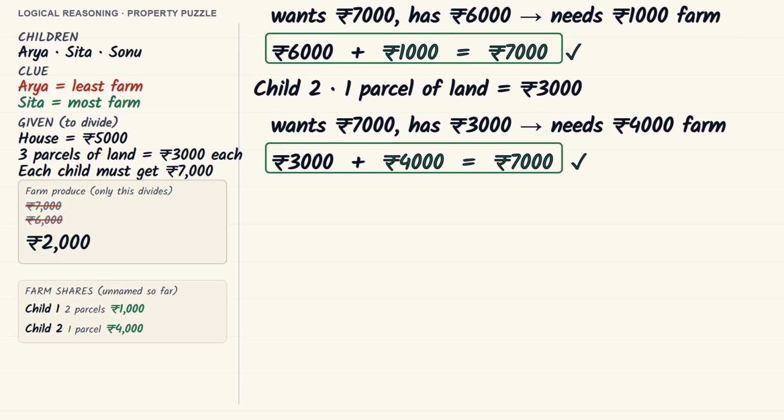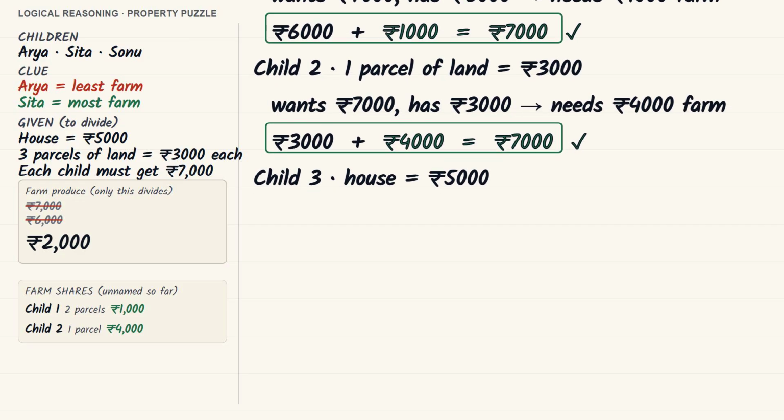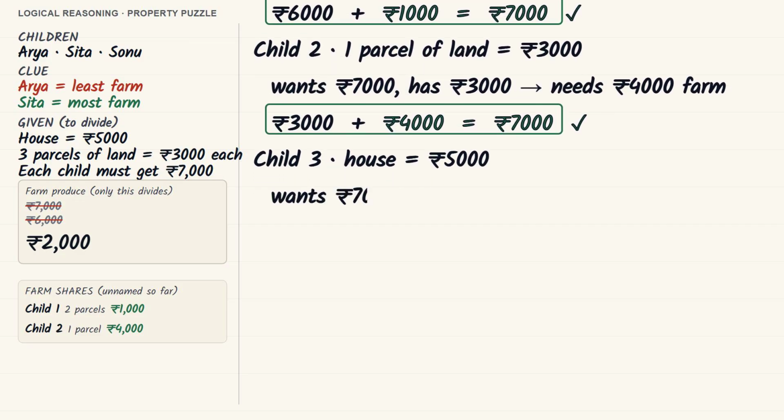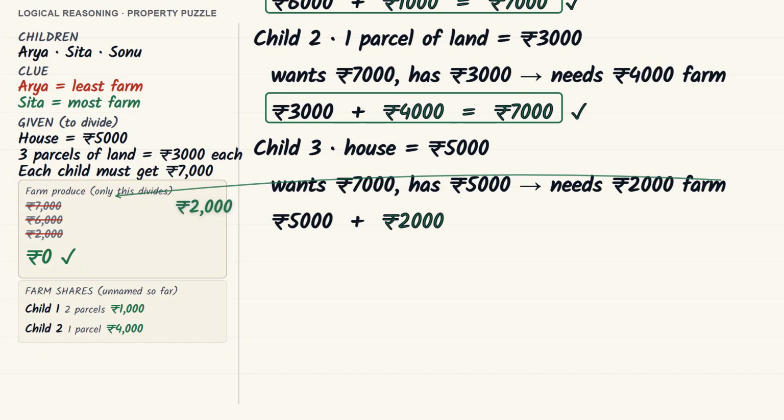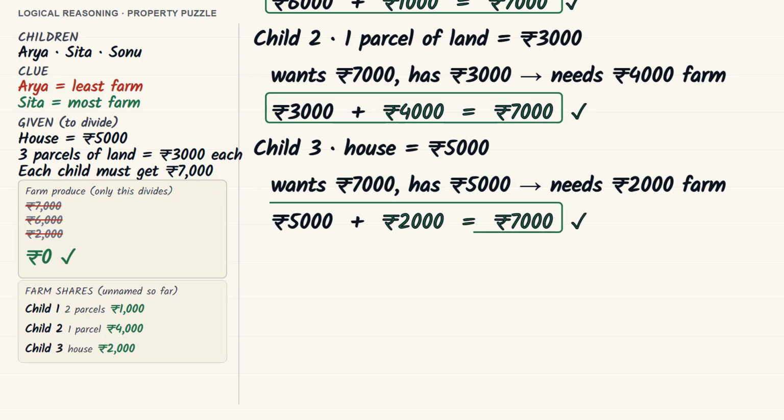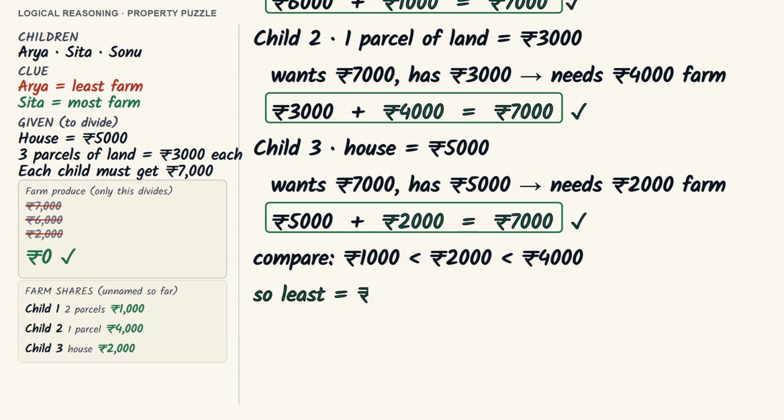Now the third child with a house, 5,000. To reach 7,000, this child needs 2,000 more. The farm has 2,000 left and all of it goes to this child. 5,000 plus 2,000 makes 7,000, complete with 2,000 from the farm. Now at last we have the full picture. The 3 farm shares are 1,000, 4,000 and 2,000. Let us line them up. 1,000 is the least. 4,000 is the most.